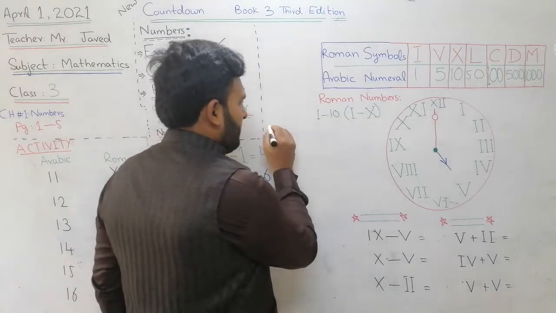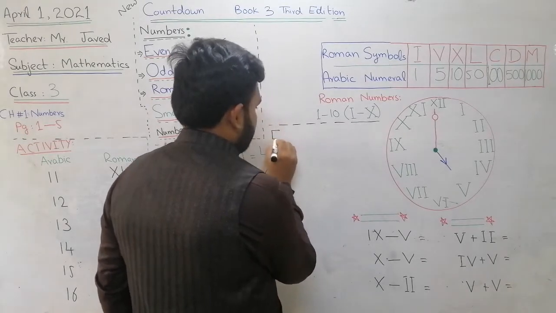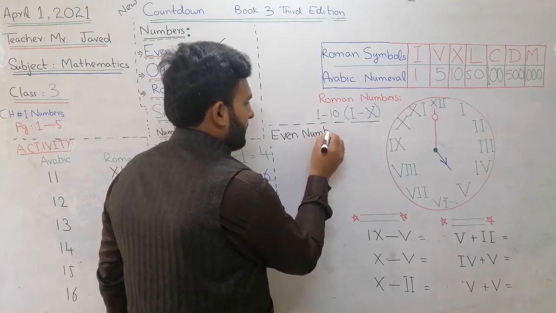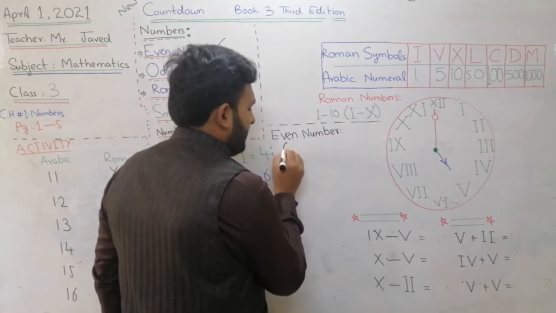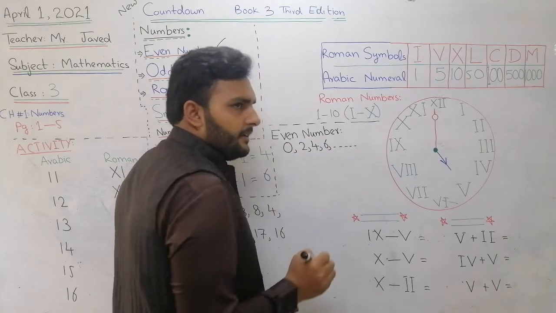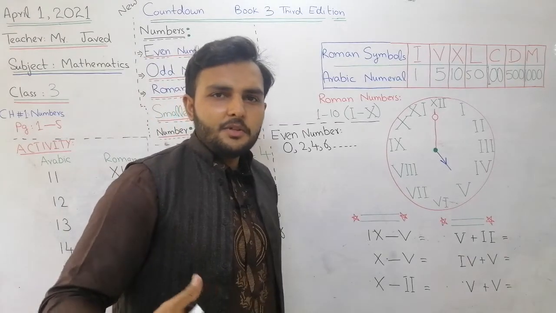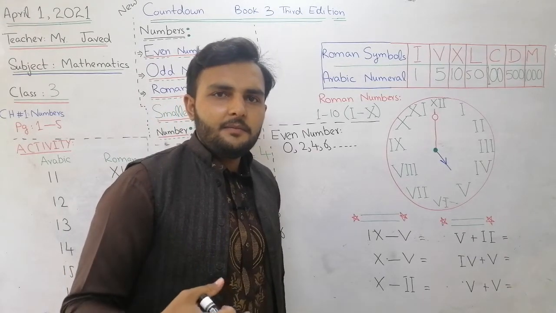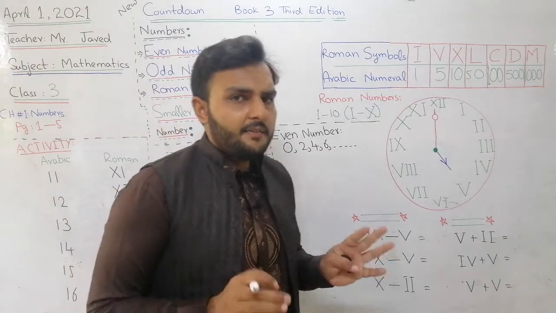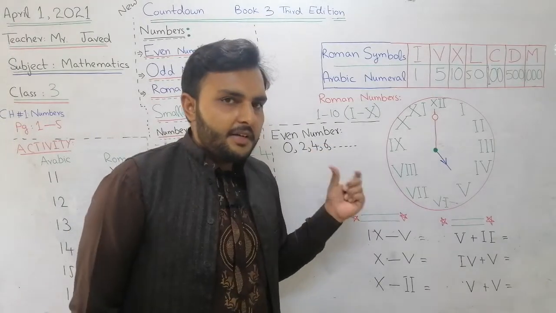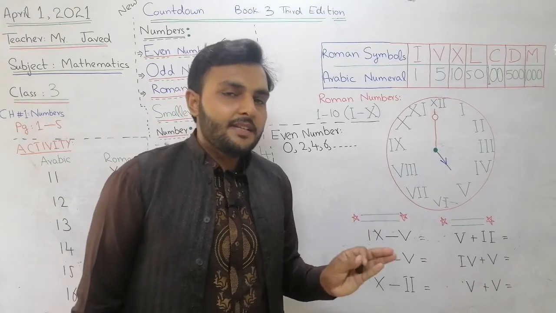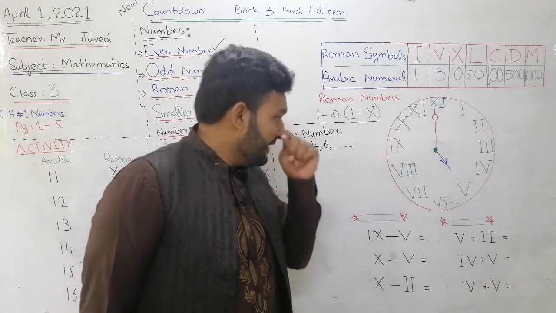If I give an example of even numbers, they are 0, 2, 4, 6, 8, 10, 12, like this. After 20 come 22, 24; after 30, 32, 34; after 50, 56, 58, 60, like this. And I am saying the definition: the numbers that can be exactly divided by 2 are called even numbers.